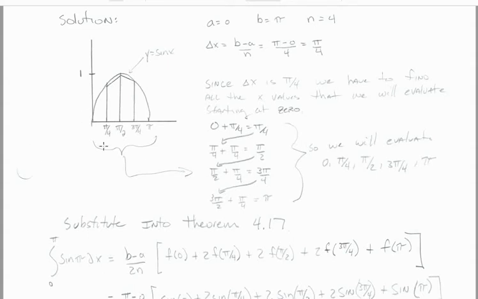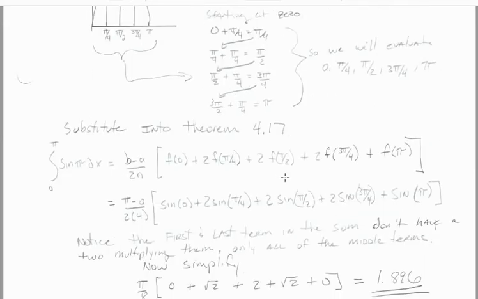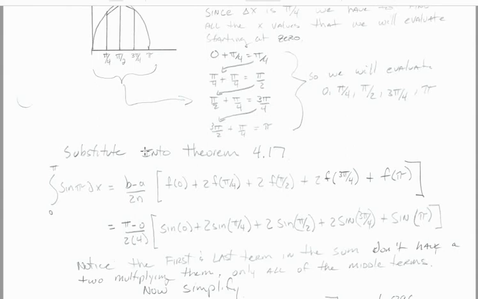So look at the graph. I labeled all the points that we are going to evaluate, except for 0. I forgot to put 0 on there. But we are going to evaluate 0, pi over 4, pi over 2, 3 pi over 4, and pi. Next is the important part, and we're going to evaluate them in that order so we know where to put the coefficients. So we're going to put this into theorem 4.17.